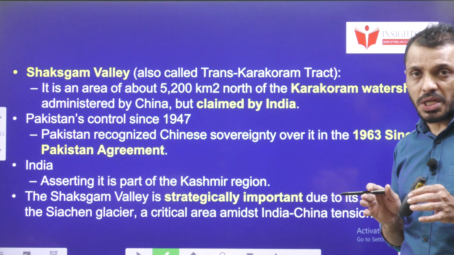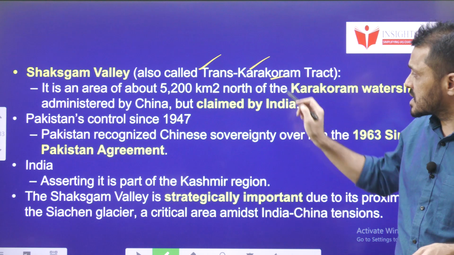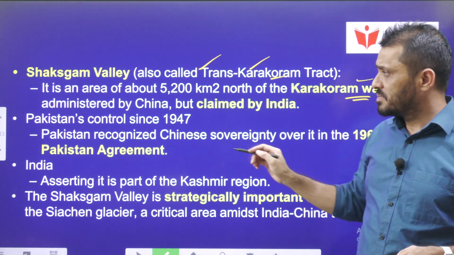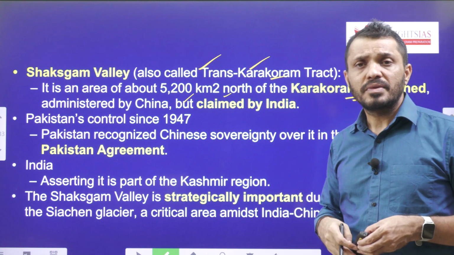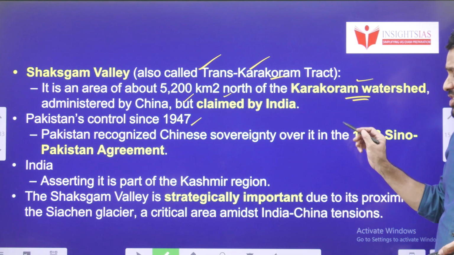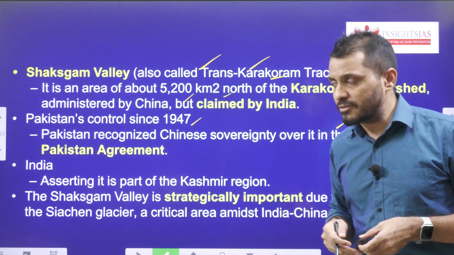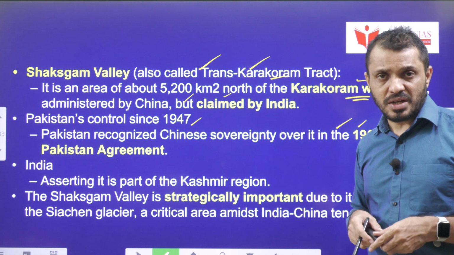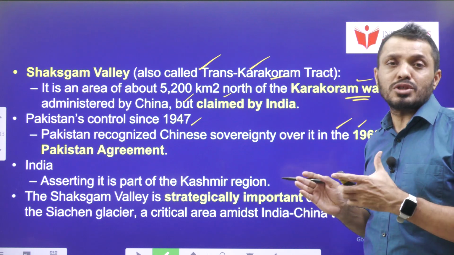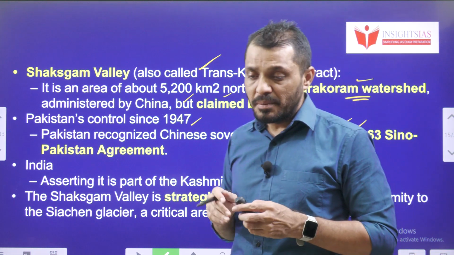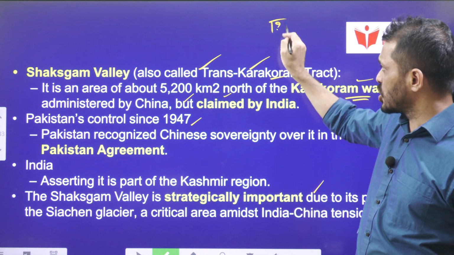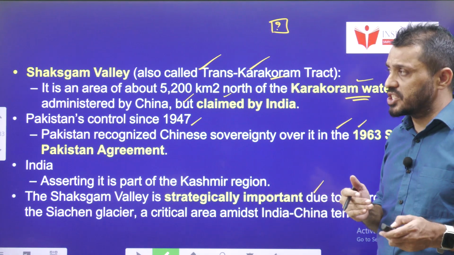Let's see some geographical information regarding the Shaksgam Valley. Shaksgam Valley, also known as the Trans-Karakoram Tract, is an area of around 5,200 square kilometers north of the Karakoram watershed, administered by China but claimed by India. Pakistan has had control over this since 1947. Pakistan recognized Chinese sovereignty over this part in 1963 as a part of the China-Pakistan agreement. India is saying that it is a part of Indian territory, and it is very strategically important to both India and China as well, because it is in very close proximity to the Siachen Glacier. And you all know that Pakistan tried to occupy this Siachen Glacier. India successfully stopped that. What is that operation name?